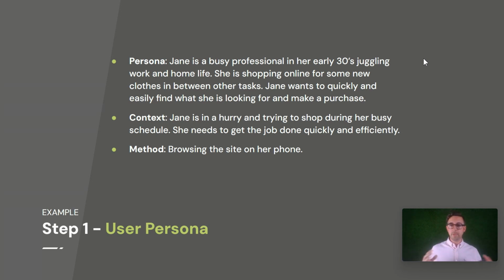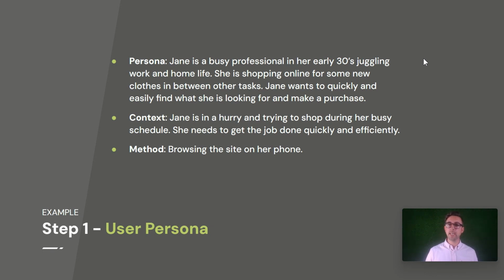So step 1, bit of text here, but I'll go through it with you just so that it's clear. So step 1 is our user persona. So here we've got a persona, the context, and the method. So our persona is Jane. She's a busy professional in her early 30s, juggling work and home life. She's shopping online for some new clothes in between other tasks, and Jane wants to quickly and easily find what she's looking for and make a purchase. Now, that's our persona. Obviously, you can go into as much or little detail as you want with these, but this is the persona that we've created.